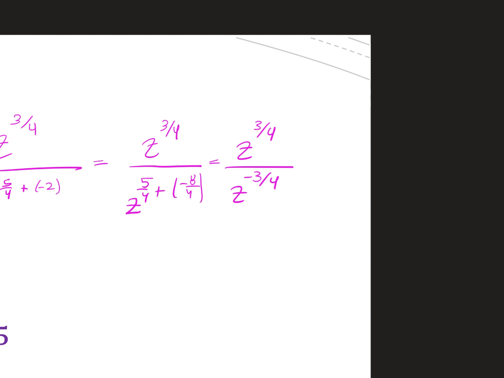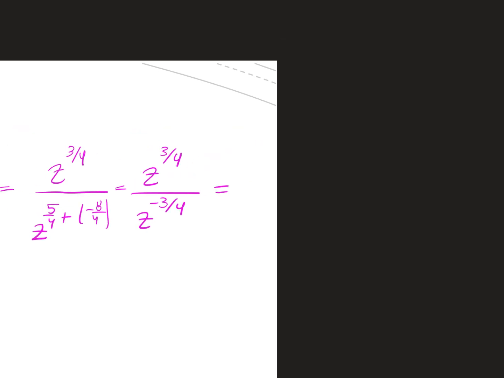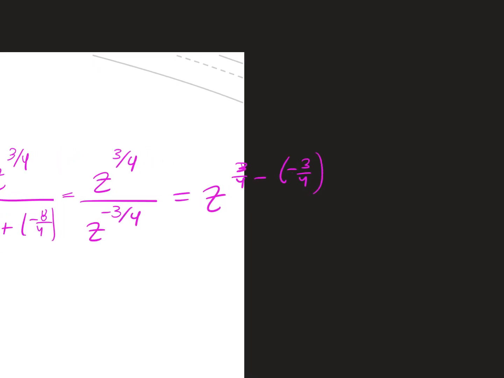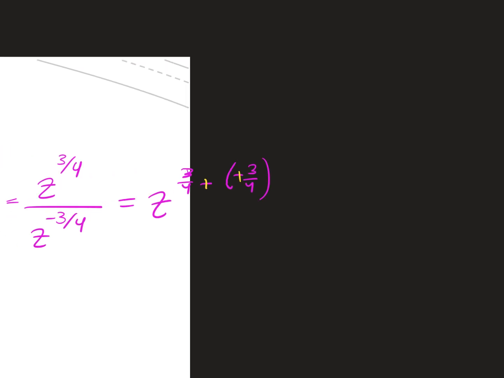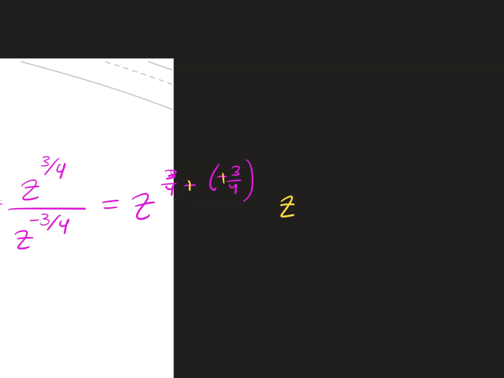No. Think about it, guys. If you are dividing same bases, you're actually going to end up adding, right? Because you're subtracting. So think about it. If I'm going to subtract these exponents, it's 3/4 minus a negative 3/4. Two negatives make a what? An addition, a positive. So this is going to become z to the what? 6/4. Can I simplify that? Yes. To what? Z to the 3 over 2.